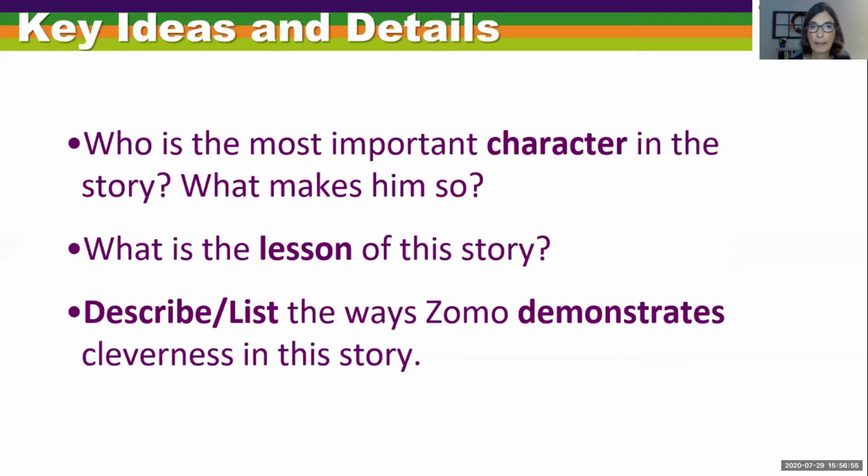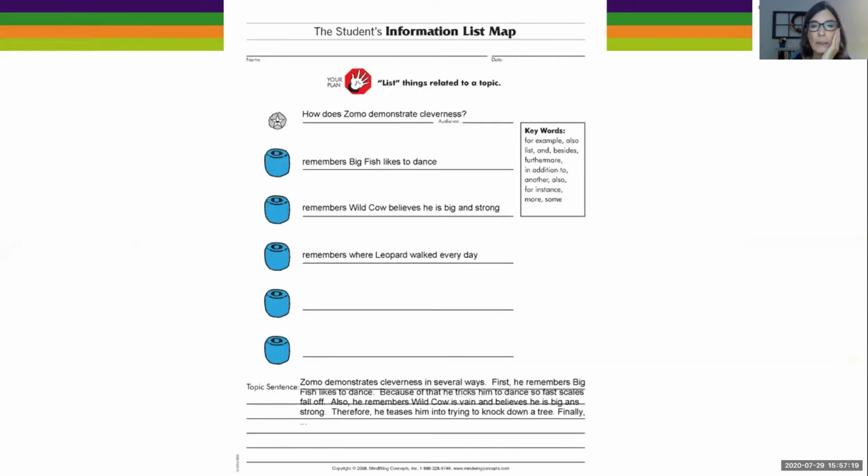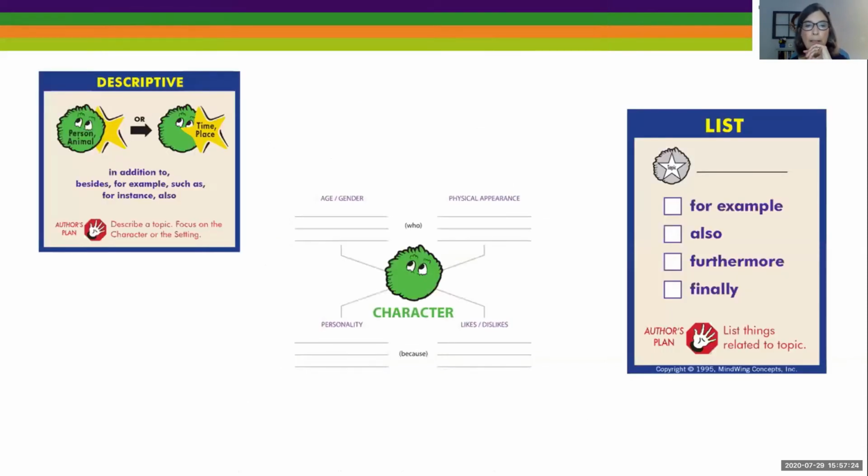So based on that, for the key ideas and details, I came up with some text-dependent questions. Who's the most important character? What's the lesson? And describe or list how Zomo demonstrated cleverness. And on the next slide, I've provided you a map that shows how you would go over this information with your students. And I've written the topic sentence, and sometimes the entire paragraph is there for you. But it's all here in black and white. So those are the text-dependent questions for the first section. And those are Maryellen's maps, once again.